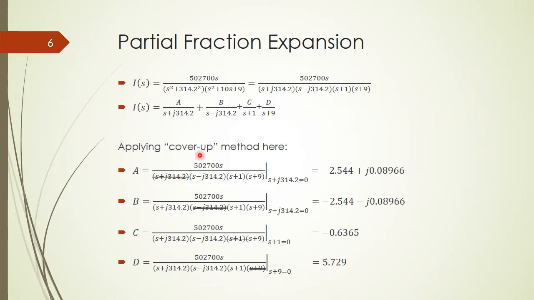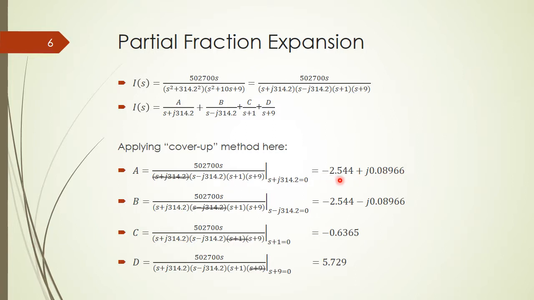Here we can apply the cover-up method, where we look at the original expression and try to cover the individual part. For example, for A, the part that comes with it is s plus j314.2. When we cover it, we look for the value that makes it become 0, so s should be equal to minus j314.2. Then we replace that s in the remaining equation and calculate it. The result will look like this.